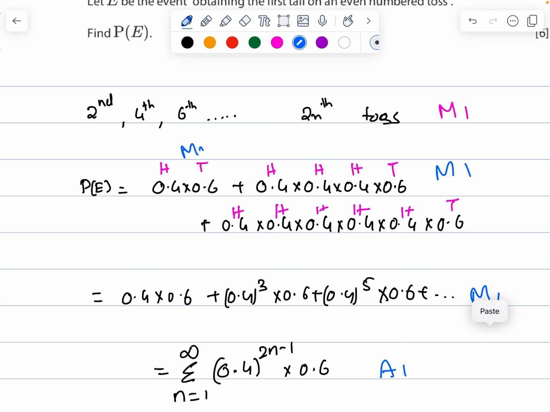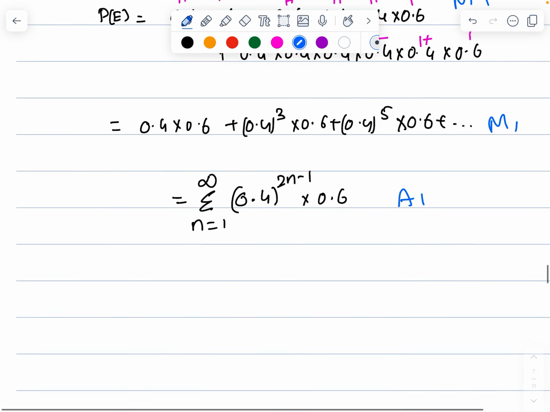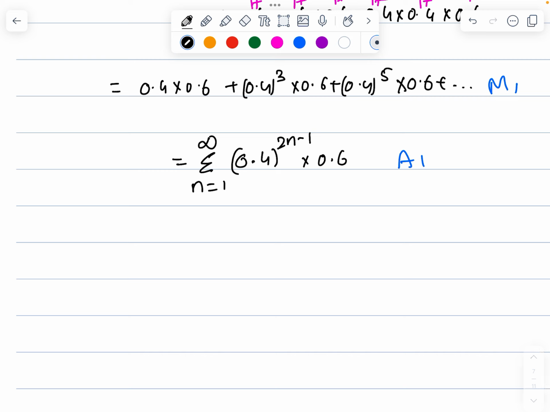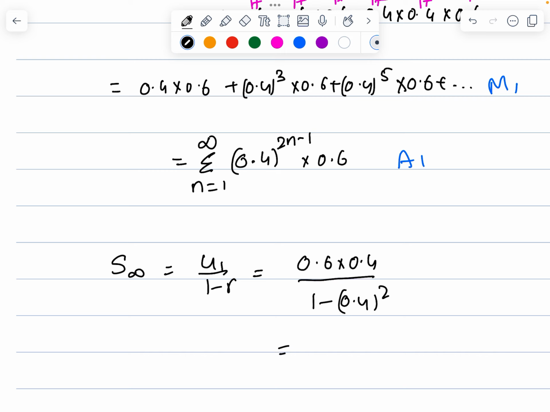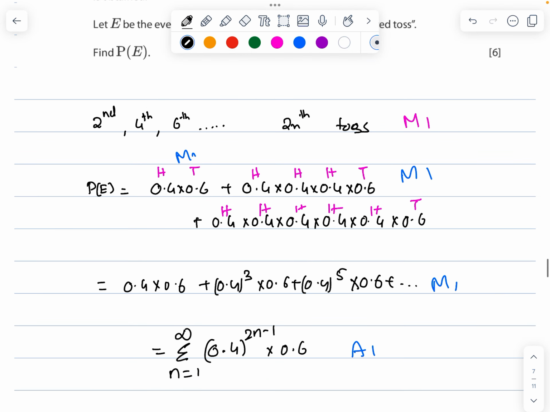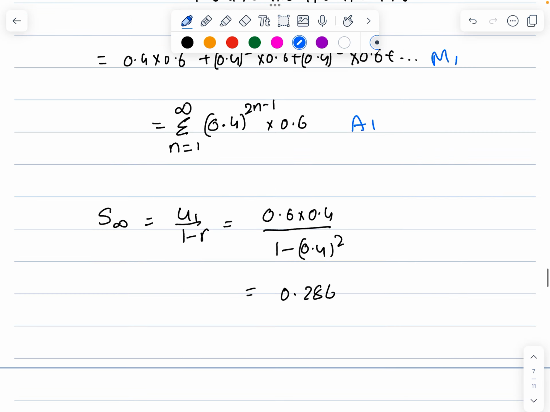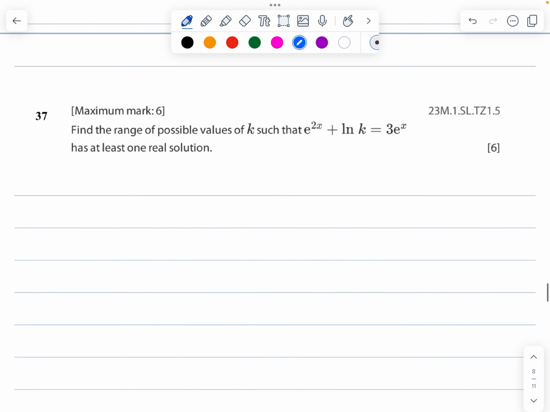Next, we have to find the sum for this one. So what am I going to do? It goes to S infinity. S infinity is U1 upon 1 minus r. U1 is 0.6 times 0.4, divided by 1 minus r. The common ratio is 0.4 squared. So simplify that, 0.286 is going to be the answer. So another method mark over here and an accuracy mark over here.